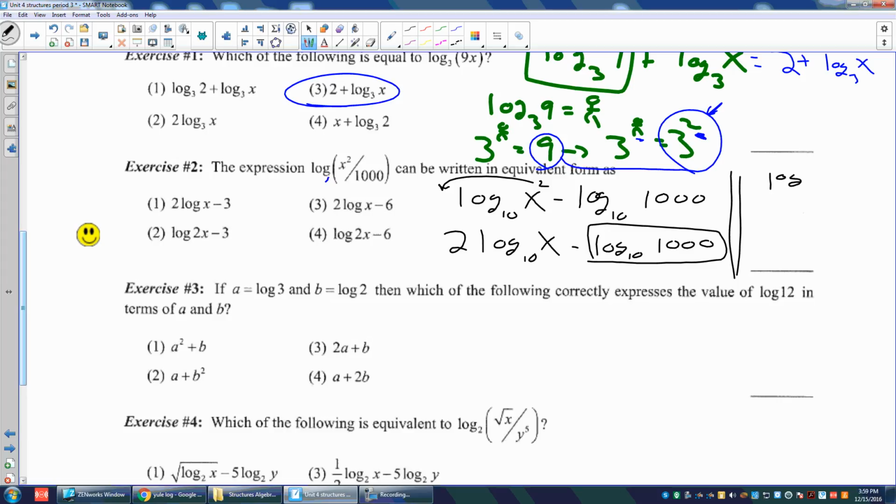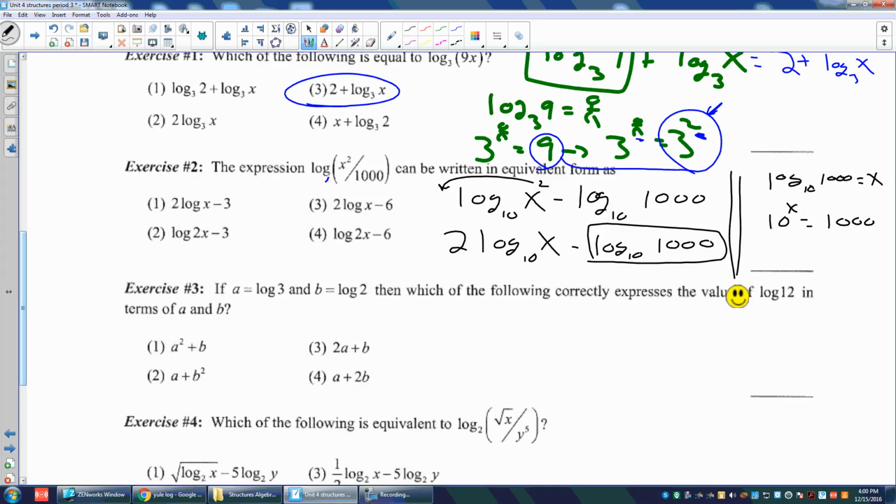So log base 10 of 1,000 equals x. The base is our new base. That base 10, log base 10, is our new base for an exponential equation, and the answer is the exponent. So 10 to the x equals 1,000.